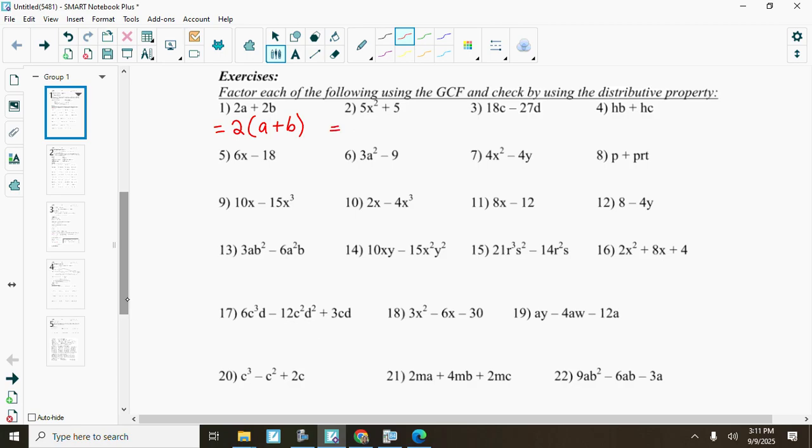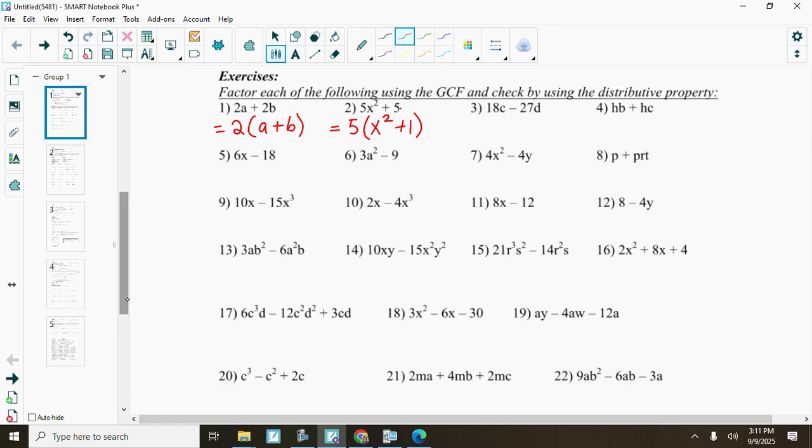So I'm going to take out the 5. Can I take out an x? No, because there isn't an x in both terms. So I can only take out a 5. Okay, and then I'm left with an x squared, and 5 times what gives me 5? 5 times 1. Okay, so don't forget the plus 1 is still in the brackets.